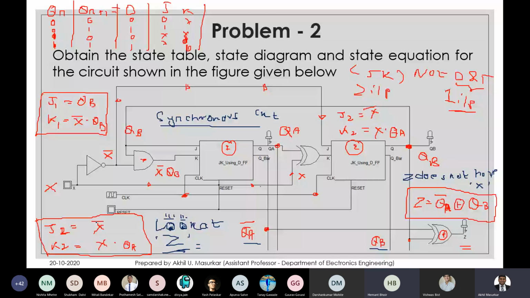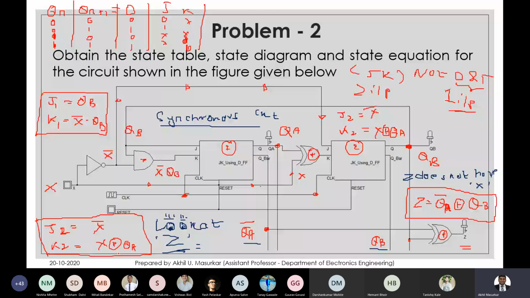So let's go ahead with the state table. Sir, I have a doubt in K2. I didn't understand how we calculated K2. K2. Okay, I got why you didn't understand, because it is wrong. This K2 is an XOR gate, right? So this will be XOR.